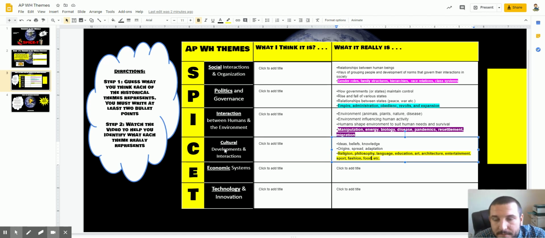Big examples of the world history cultural theme are studying the different religions, philosophies, or beliefs, the different languages people might have, how they receive education, how their artwork might represent their beliefs, the way they build things, their fashion, the type of sports they play, the food they eat. That all has something to do with culture. And we study how those cultures interact with each other. Sometimes it's awesome and sometimes it's really, really negative. So we're going to study all those in world history.